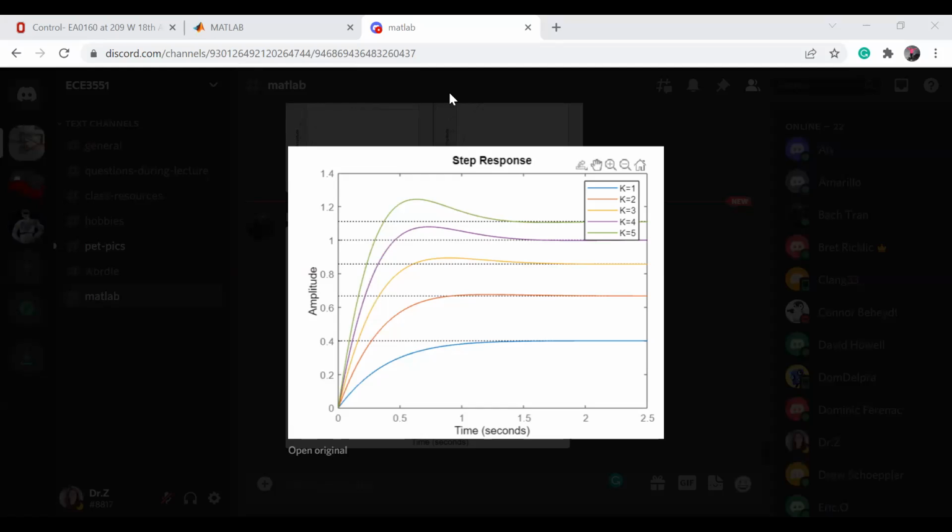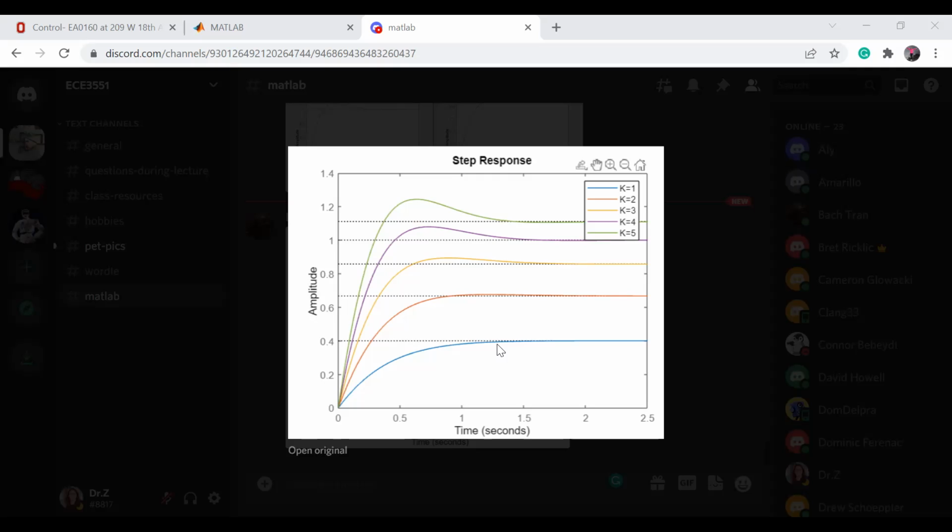Yes, okay, so this is how steady state error works. Now for K equal to 1, the final value was 0.4. We were tracking a step function, right? What's the maximum value of a step function, 1 over S in the time domain?